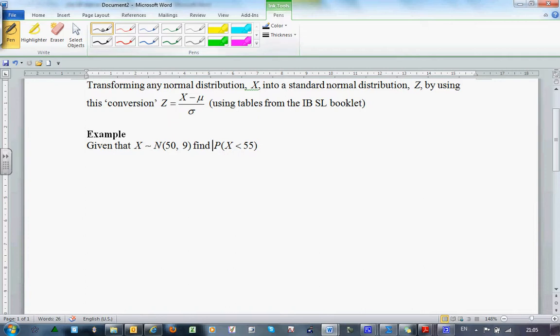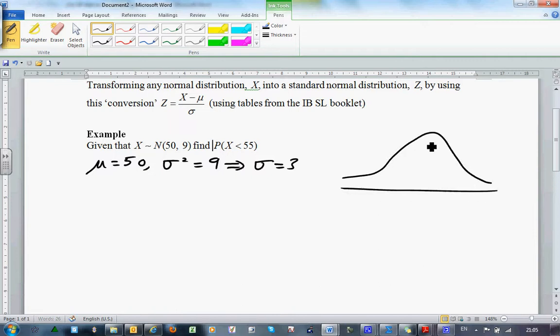We have a normal distribution with a mean of 50 and a variance of 9. Be careful with this, it's a variance that's 9, so the standard deviation is 3. Be careful of that, that's tricky. You'll maybe fall flat on your face if you're not careful with that. My sketch has a 50. It's got a standard deviation of 3. So 53 might be down here somewhere. That's one standard deviation away.